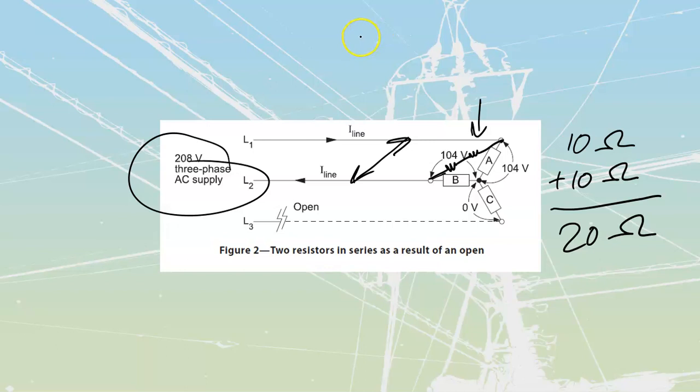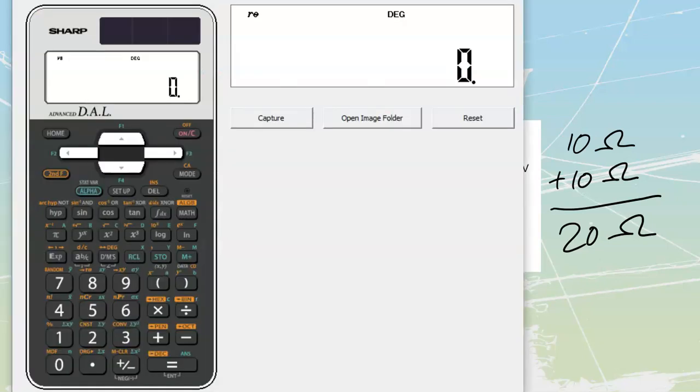So what we can do right now is, if I'm looking for I line, I can take my E over top of my R. 208 volts divided by 20, because it's the two of these placed together. 208 volts divided by 20, and we can punch that through on a calculator. We'll just do that.